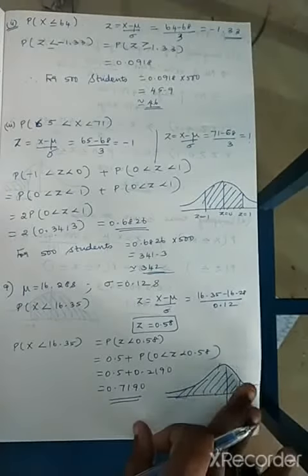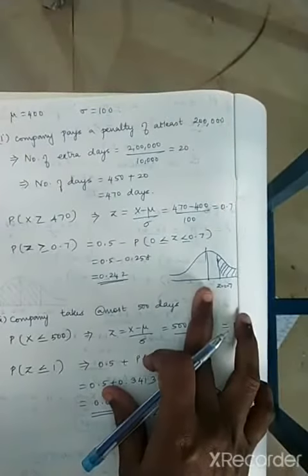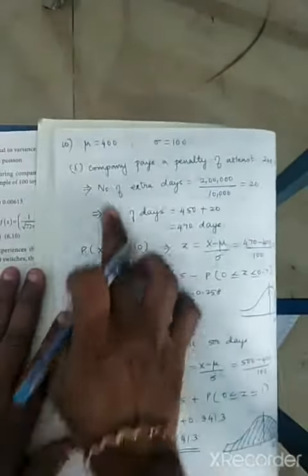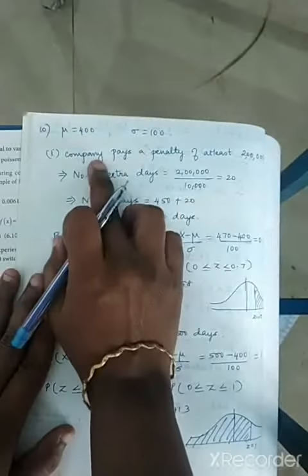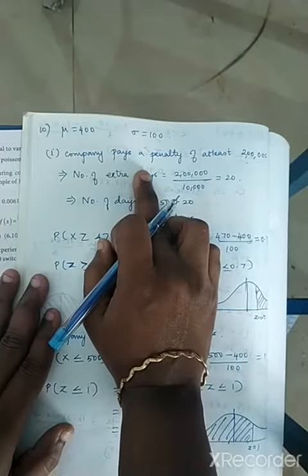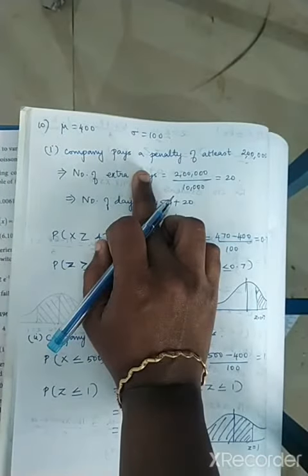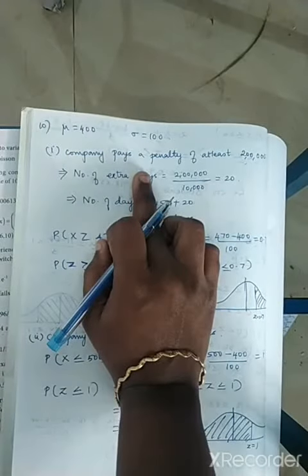Now coming to the 10th problem. The time taken for a construction company to complete the flyover has mean 400 labor days and standard deviation 100 labor days. The company pays a penalty if the construction is not completed within 450 days, 10,000 for each day if it is more than 450. What is the probability that the company pays a penalty of at least 2 lakhs?